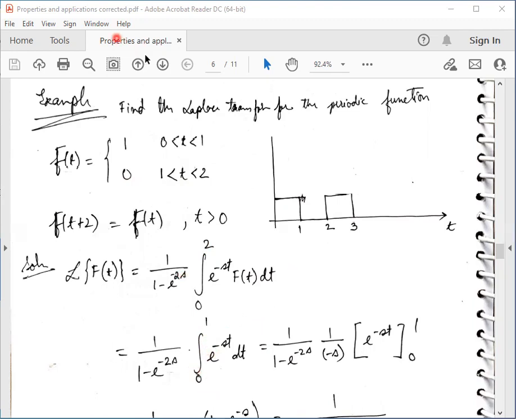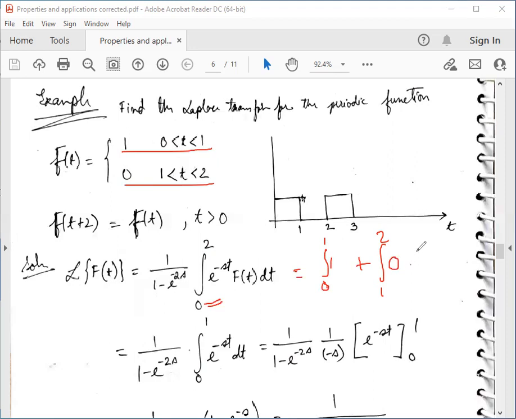So let me write it here to avoid any confusion. Let me look at this integral only. This integral should be divided into two integrals, 0 to 1 and 1 to 2. In the interval 0 to 1, the value of the function is 1. In the interval 1 to 2, the value of the function is 0.